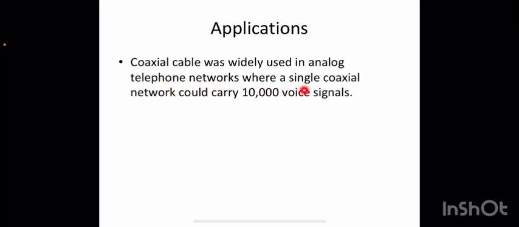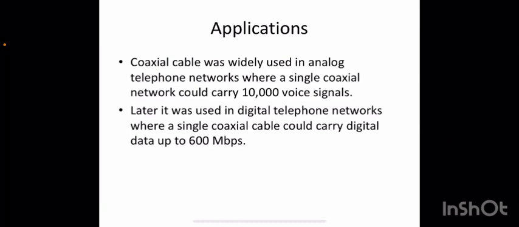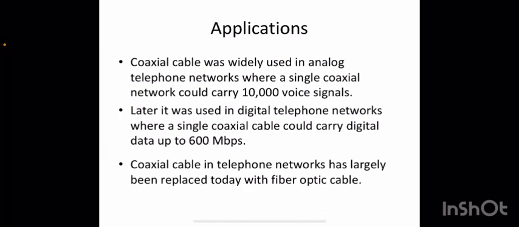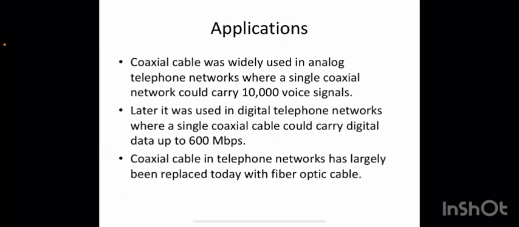Coming to the application, coaxial cable was widely used in analog telephone networks, earlier telephone networks, where a single coaxial cable could carry 10,000 different voice signals. That was the main advantage of this coaxial cable. Later it was used in digital telephone networks also, and up to 600 megabit per second data rate was achieved using this coaxial cable, and later it was replaced by fiber optic cable. Cable TV networks also used it earlier, and currently most of these cables are replaced by fiber optic cable. That's all about coaxial cable.